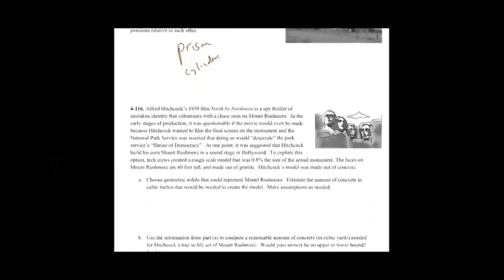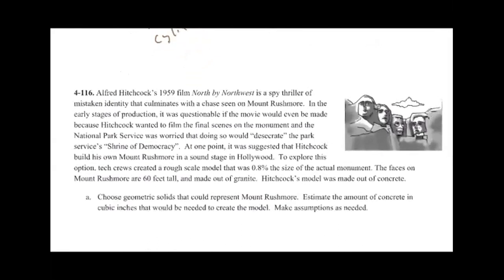Alfred Hitchcock's film North by Northwest culminated the chase scene at Mount Rushmore. In the early stage of production, it was questionable if the movie would even be made, because Hitchcock wanted to film the final scenes on the monument, and the National Park Service was worried that doing so would desecrate the park's serenity. At one point, Hitchcock built his own Rushmore on a soundstage in Hollywood to explore this option. Tech crews created a model that was 80.8% of the size of the actual monument.